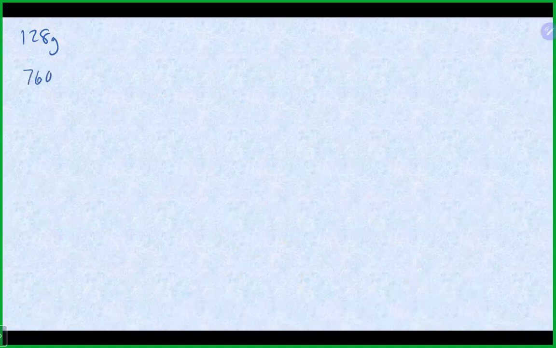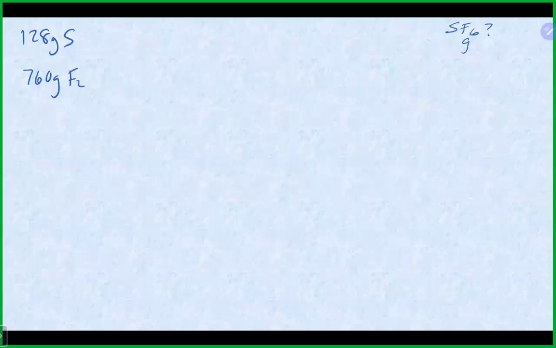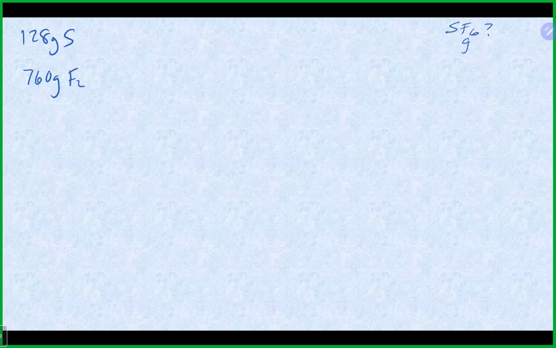All right, so we have 128 grams of sulfur and 760 grams of F2. And again, we want to know in this case how much SF6 we would produce. So here's really the other method, which is very popular these days in all kinds of books. And basically what you do here is you follow the 4 steps that we've done previously.